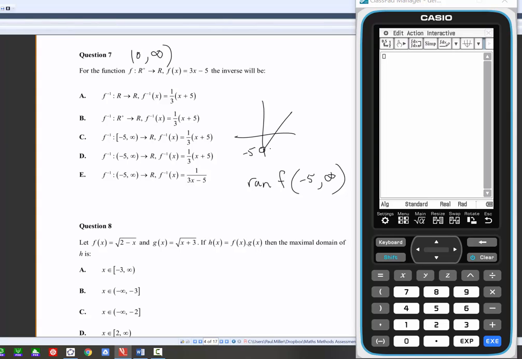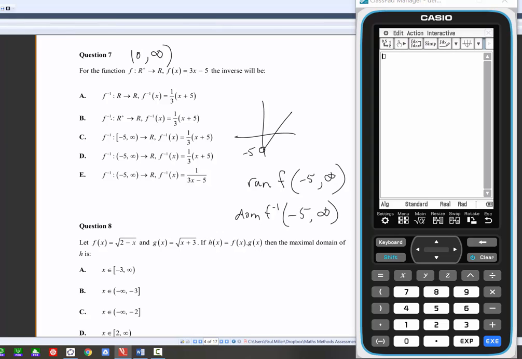Now, why am I interested in the range of this? Because the inverse will have a domain. So the domain of f inverse will be negative 5 to infinity. So the range of the original becomes the domain of the inverse.